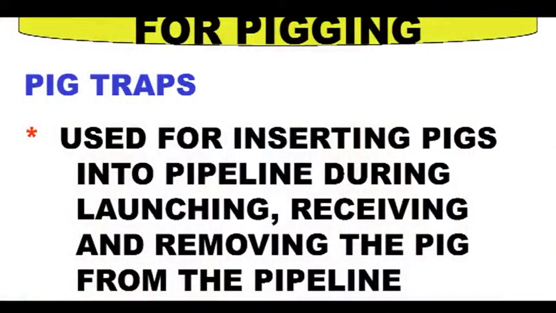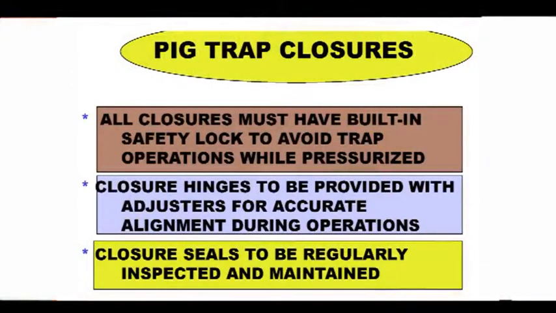The pig itself cannot be launched and received without traps. So you have to have a launcher and receiver in all cases, even if it is temporary, and these come with their own specifications. Next. The launcher and receiver have end closures. Because they are subjected, at intervals when you are expecting the pig, to pressures, for safety reasons you've got to make sure that these have devices that make it impossible for them to open under pressure.